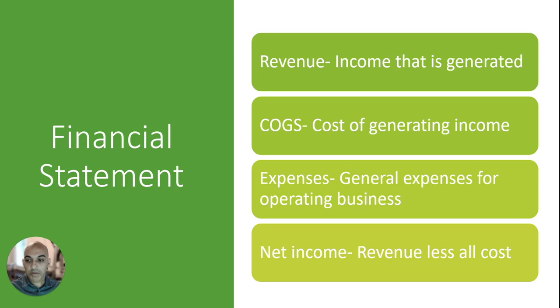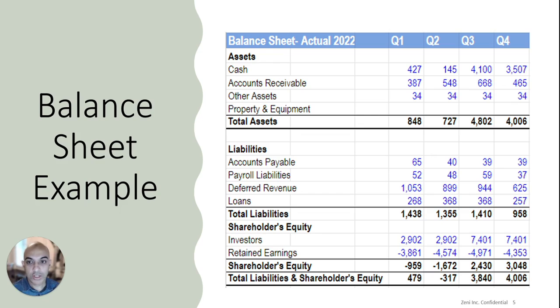Within the income statement, you have your revenue, which generates your income, and your cost of goods sold. This is all the costs associated with making your income. The expenses are basically just your general expenses for operating the business, and then net income is basically all the revenue minus all your costs.